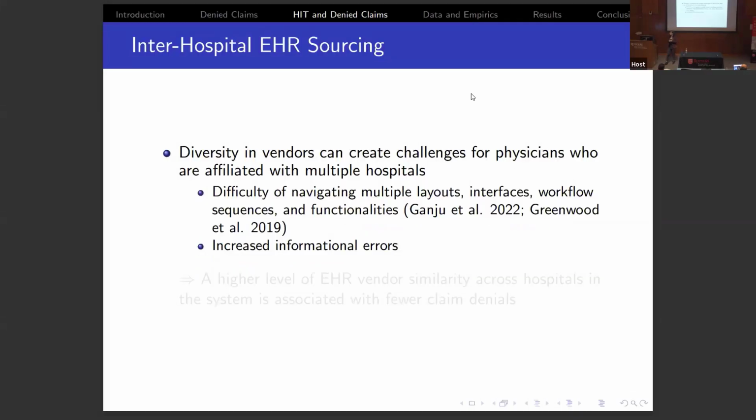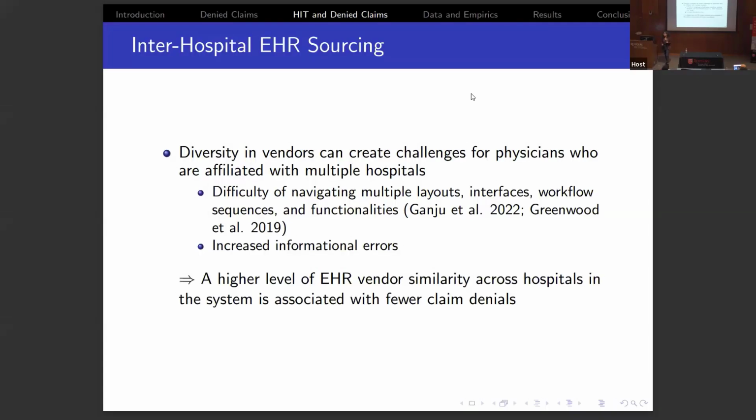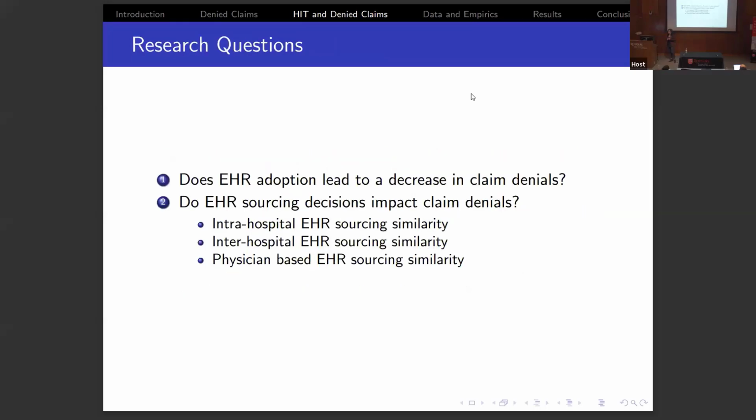And another factor that can play a role in inter-hospital EHR sourcing is the user experience, because it has been shown that physicians who deal with different systems usually have lower satisfaction, and there can be some errors in data entry because they're not familiar with the system. They have difficulty navigating these multiple layouts, functionalities, and interfaces, and it could interrupt their workflow and lead to more informational errors. So for both of these reasons, data integration as well as user experience, we expect the level of EHR vendor similarity across a group of hospitals in the same healthcare system to lead to fewer claim denials. So that leads to our research questions.